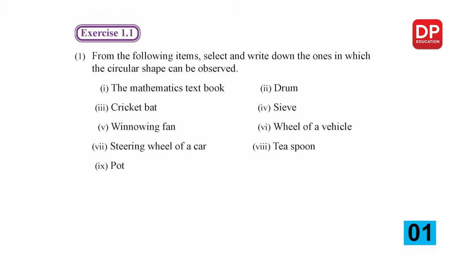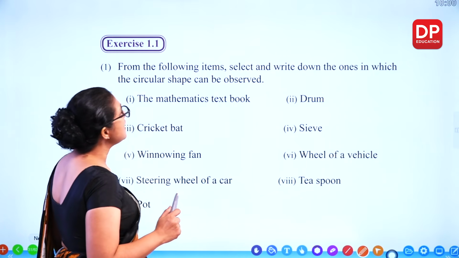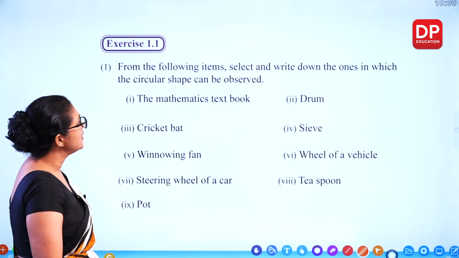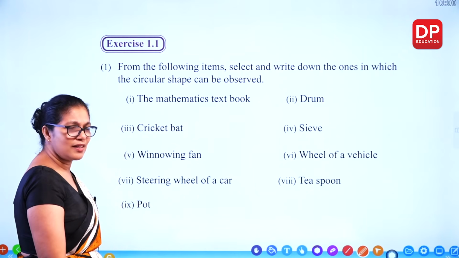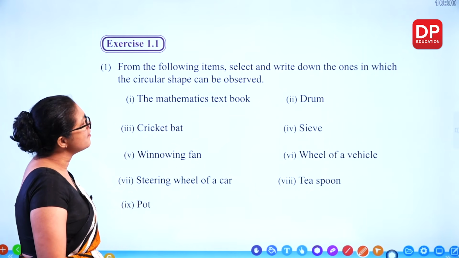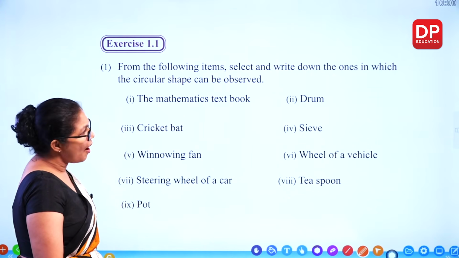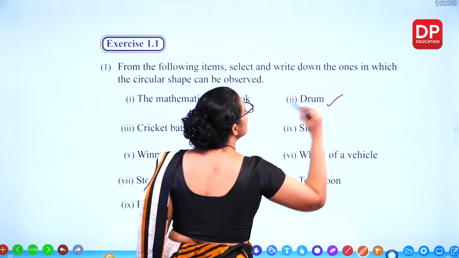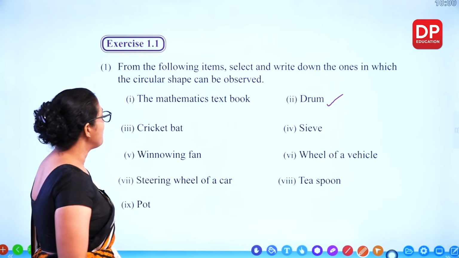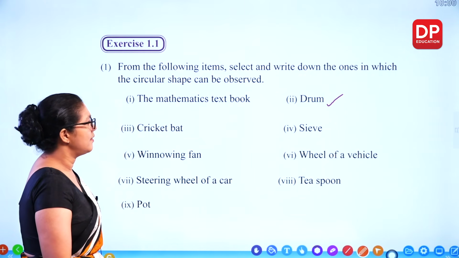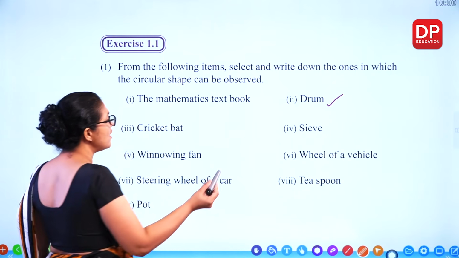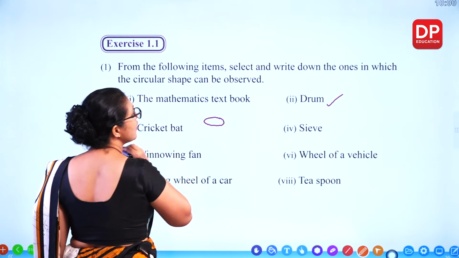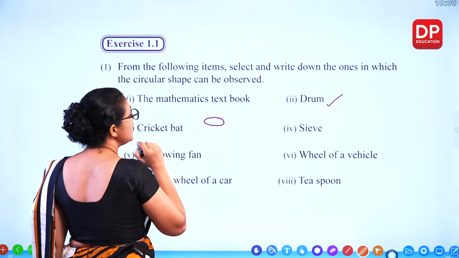Exercise 1.1. From the following items, select and write down the ones in which the circular shape can be observed. Mathematics textbook? That's not circular, that's a rectangle. Drum? Yes, you get a circular shape in drum. Cricket bat? That's not circular, that's like oval shape here in the corner. So that's not a circular shape, oval shape.